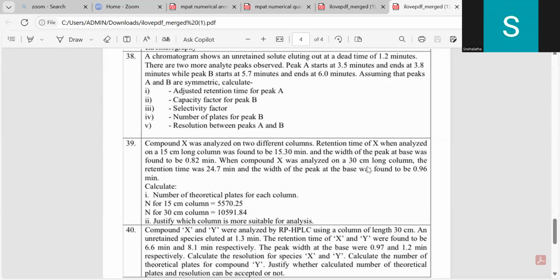The formula is 16 (TR/W)². Here the retention time is 24.7 minutes, the TR value, and the W value is 0.96.